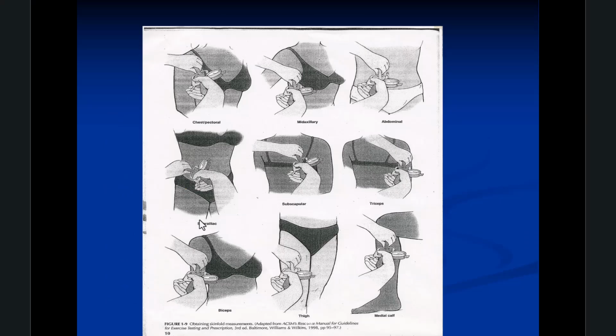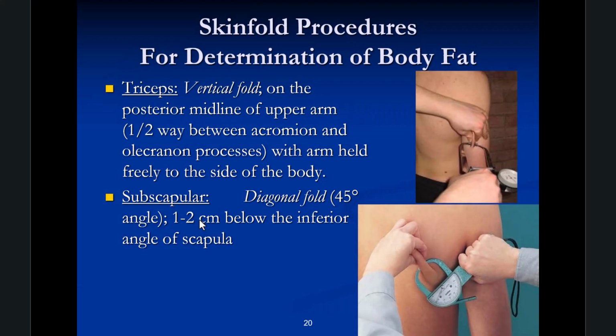So here's a picture of these sites, and we'll go through some more pictures of these sites. The landmarks, again, are really important here. For the triceps, back of the arm, halfway between the acromion and olecranon process. Subscapular, about 1 to 2 centimeters below the inferior angle of the scapula, and this is a diagonal fold. With these skin folds, you will see that some are vertical, some are diagonal, and there's a reason for that, but that's just the standard way we do it.